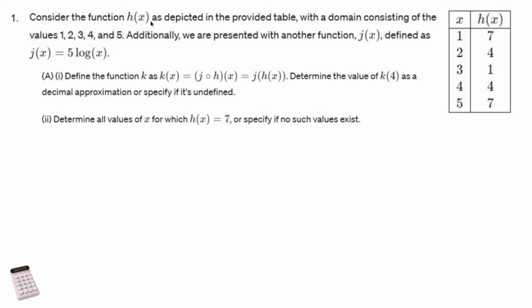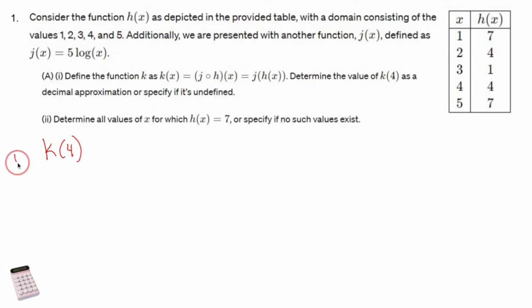Consider the function h of x as depicted in the provided table. So there you go, with a domain consisting of the values 1, 2, 3, 4, and 5. Additionally, we are presented with another function, j of x, defined by j of x equals 5 log of x. So we'll probably need our calculator for a lot of these. Define the function k as k of x equals j of h of x. Determine the value of k of 4 as a decimal approximation, or specify if it's undefined. When would it be undefined? Like if x is negative or something like that. So let's see what we need. We have k of 4 they want.